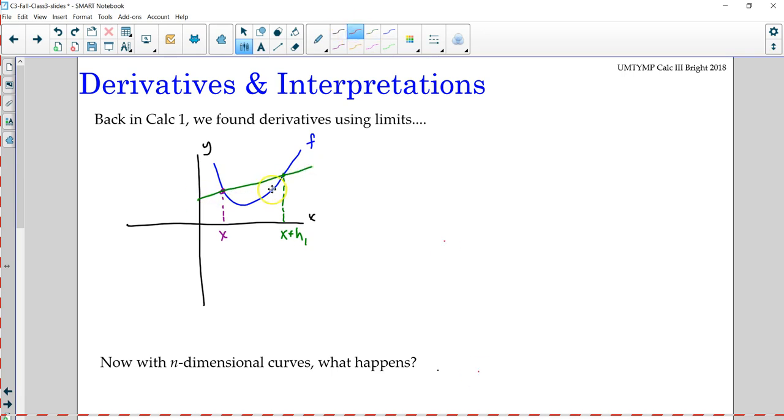Okay, then we said, well, maybe we can do a little bit better. We can maybe move to x plus h2, and then we put a point on the curve where that intersects, and then we looked at the secant line there. Okay, and so on and so forth, and eventually we got pretty close to x, and eventually what we ended up getting was going from a series of secant lines to the tangent line.